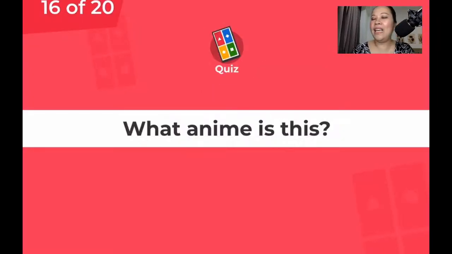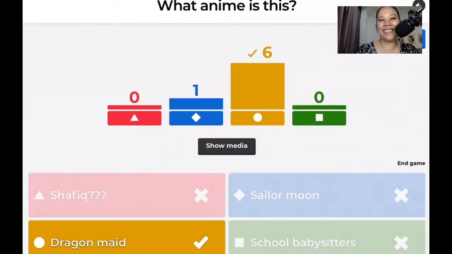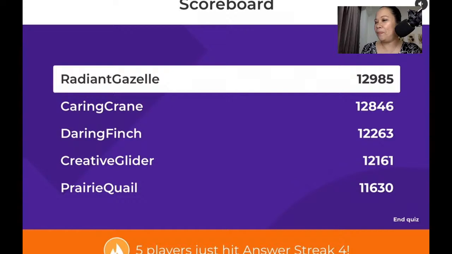What anime is this? That is right. Yes, I feel you, the blue one who answered. When I first saw this photo, I thought it was actually Sailor Moon. I'm also an avid fan of Sailor Moon, but actually it was Dragon Maid. Yeah, they look the same, like how they dress up. They look the same. It's Dragon Maid.